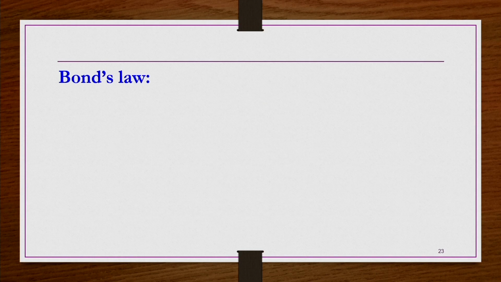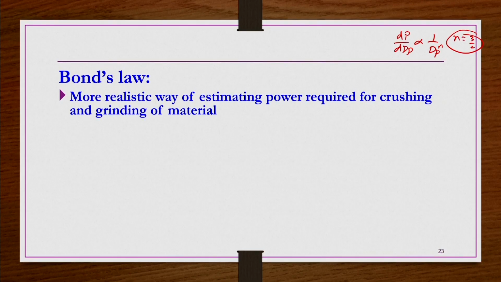Next one is the Bond's law. There are two different ways of doing it. Let us say if you have dP by d dP proportional to 1 by dP power n, if you take n equals 3 by 2 here and then do simplifications, you get the Bond's law. That is one way. The other ways we are going to see.